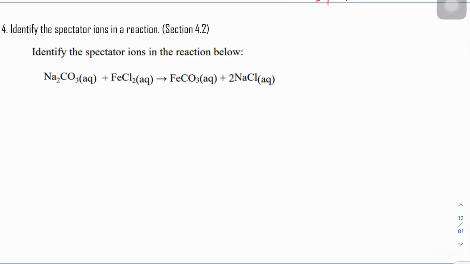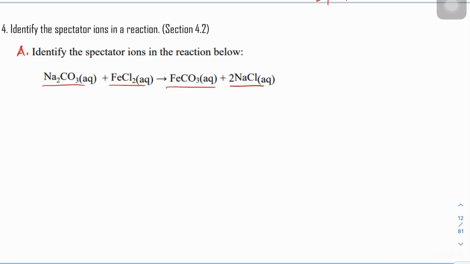Let us continue with learning outcome number 4, which is you need to identify the spectator ions in a reaction. Question letter A asks you to identify the spectator ions in the reaction below. This is lesson 4.2. You have here the chemical equation Na2CO3 plus FeCl2 produces FeCO3 plus 2NaCl.